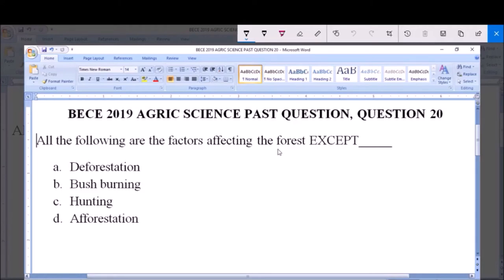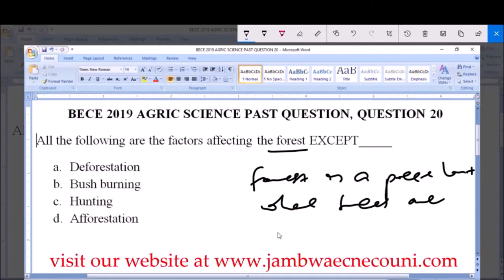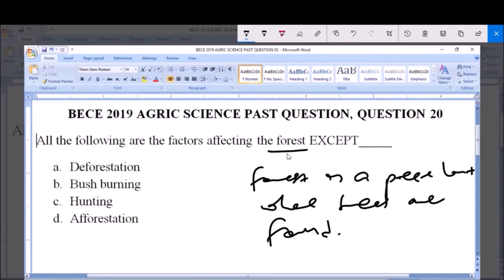Now, what is a forest? A forest is a piece of land where trees are found. Now the question says all the following are the factors affecting the forest except. That is, we have to pick an option here that will not affect the forest.